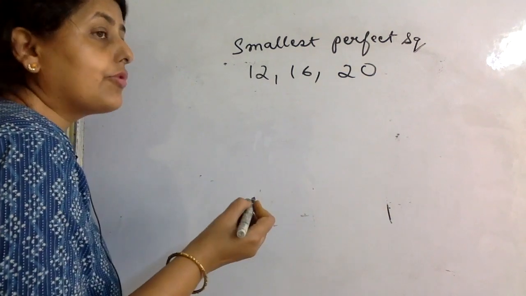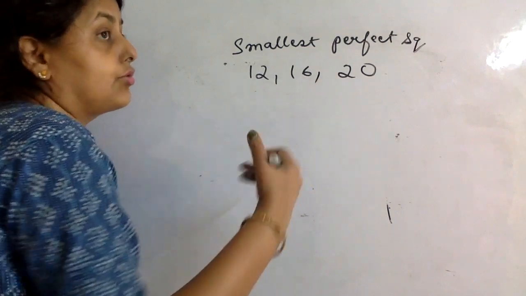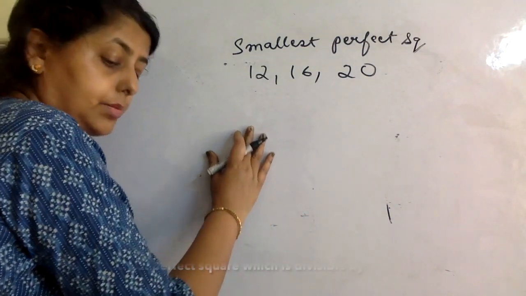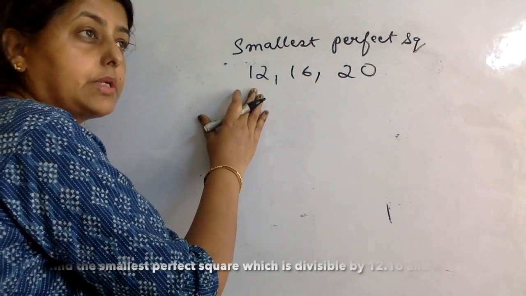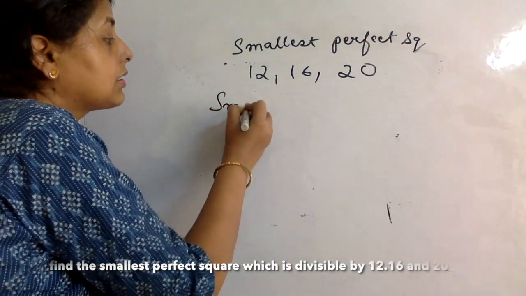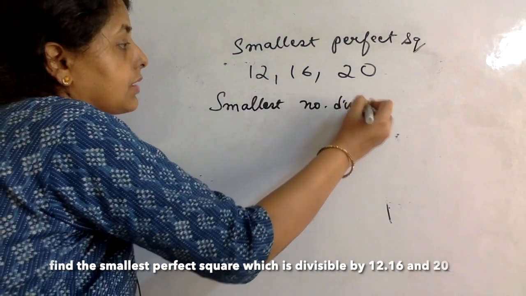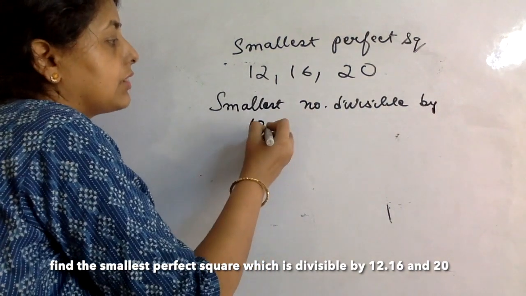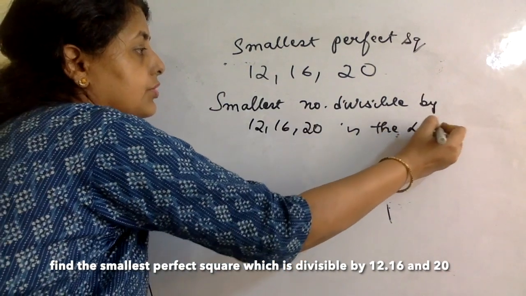Now you can find a number which is divisible by these three, and you can also find the smallest number which is divisible by this. But they are looking for the smallest perfect square which is divisible by this. Now what to do? First thing, let us find the smallest number divisible by these three numbers. That is the LCM of 12, 16 and 20, isn't it?